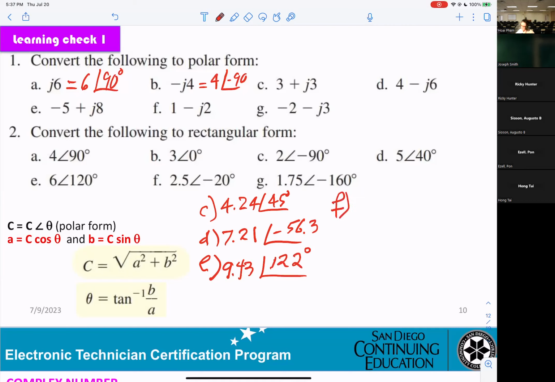F, 2.24, angle 116.5. I get minus 63.4. Remember, angle equals arctan of B over A.